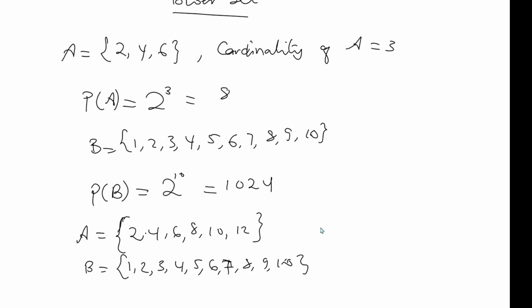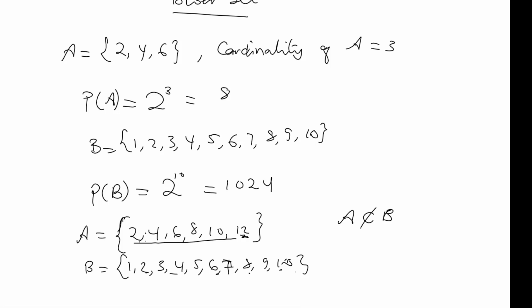So in this case, A is not a subset of B, written with this notation, because we can't find 12 in set B. All the other elements, 2, 4, 6, 8, 10, are in set B, but not the 12. So in this case, A is not a subset of B. Alright, so that is it about subsets.